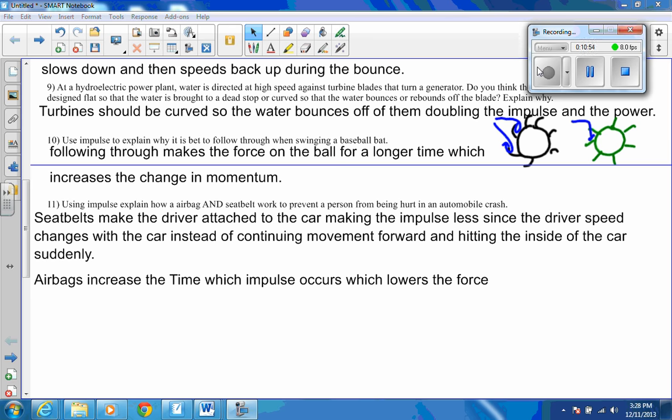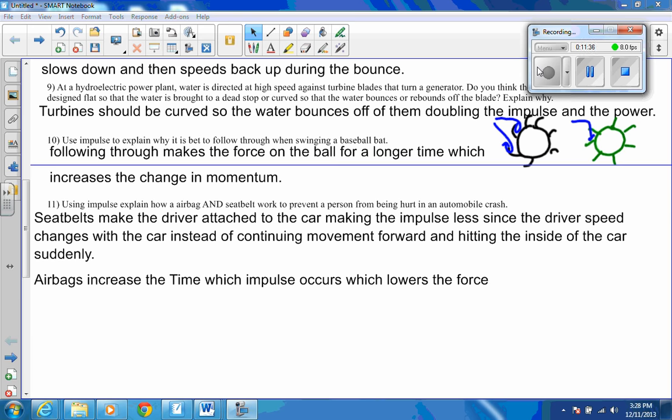Now, airbags and seatbelts also pertain to impulse. In this case, what seatbelts do is they make the driver actually attached to the car. And that makes the impulse less, because instead of continuing forward and suddenly smacking your head on the windshield or your face on the steering wheel, you're part of the car, so you slow down slowly with the car, and the car absorbs the momentum of the crash. Therefore, your impulse is a lot less because you're slowing down at a much steadier rate as opposed to suddenly.